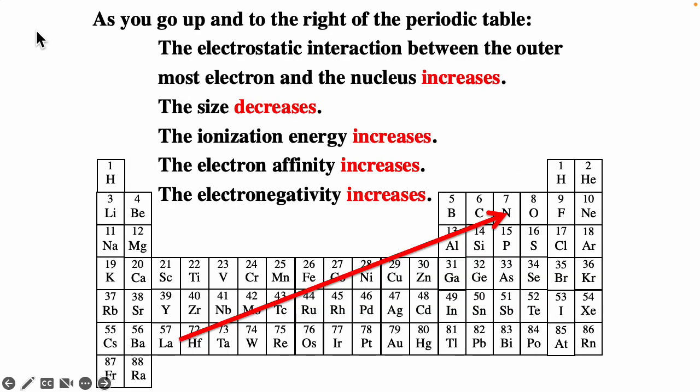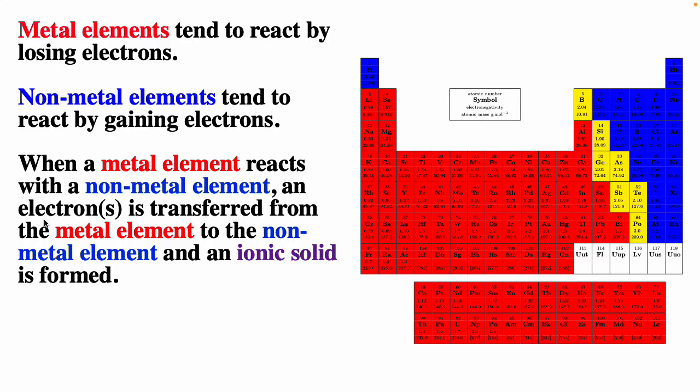We also talked about the periodic trends. As you go up and to the right, the strength of electrostatic attraction between the outer electron and nucleus increases, and so the size of the atoms decreases. The ionization energy increases, electron affinity increases, electronegativity increases. And so the elements on the top right want to gain electrons, and the elements on the bottom left are more likely to lose electrons. They have lower ionization energies.